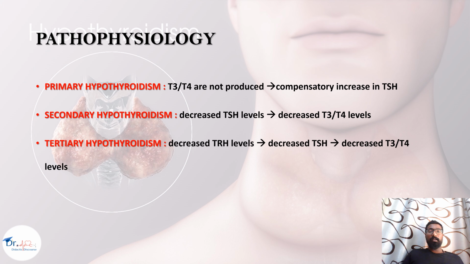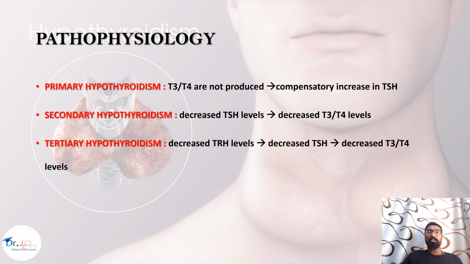And the third one is tertiary hypothyroidism. The tertiary type of hypothyroidism is a condition where the hypothalamus secretes decreased TRH levels, or any disorder in the hypothalamus leads to decreased stimulation of TSH in the pituitary gland as well. That results in decreased production of T3 and T4 levels that causes tertiary hypothyroidism.